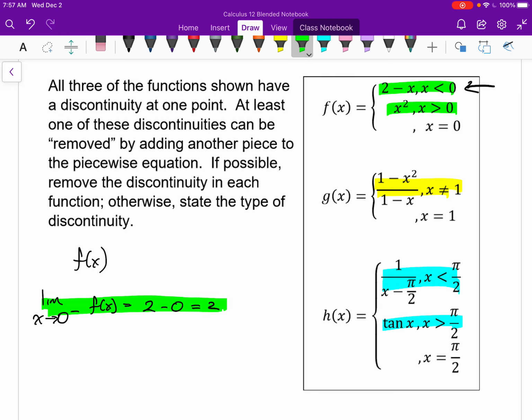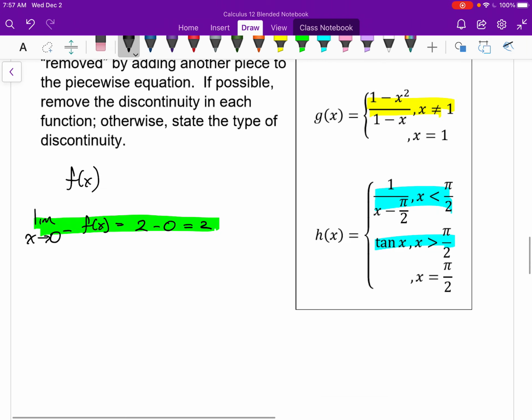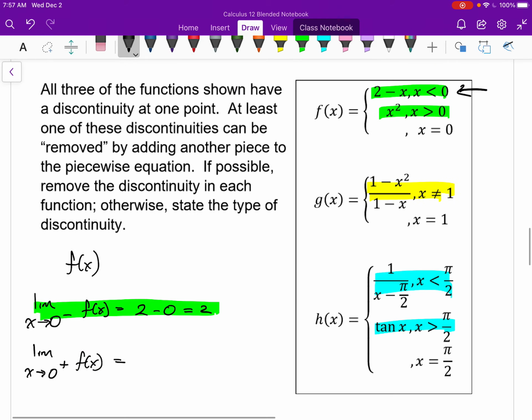Okay, let's now see what happens as I approach 0 from the right. So I want the limit as x approaches 0 from the right of f of x. Again, I'm now looking at values more than 0, so I'm looking at this piece right here, and that's x squared. So it's 0 squared, which is 0.